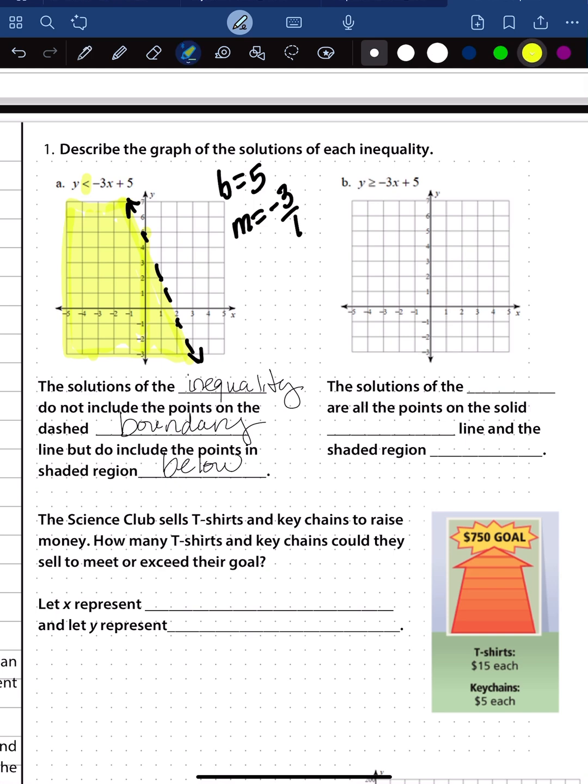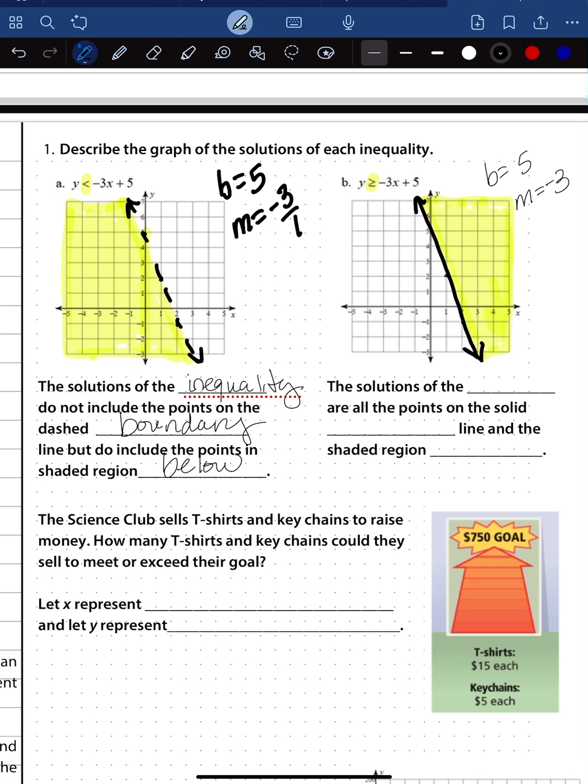If we look at B, we should notice that the inequality symbol is greater than or equal to. Same y-intercept of 5, same slope of -3. So if we graph this one, we will have a solid line because it's greater than or equal to. And since it is greater than or equal to, it's going to be represented by this region here, which is considered to be above the boundary line.